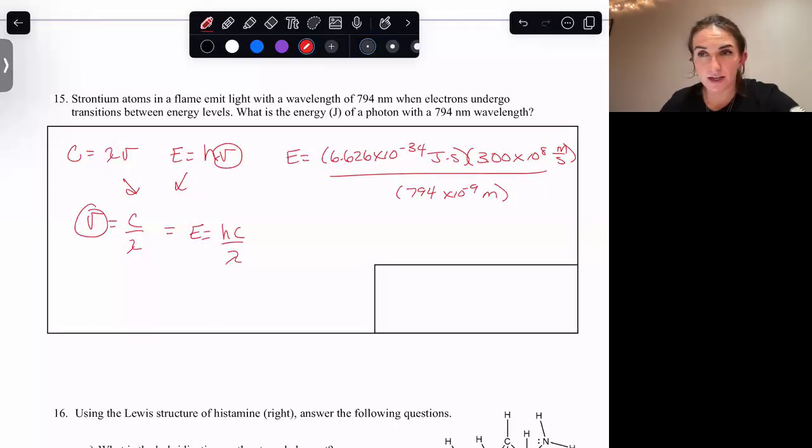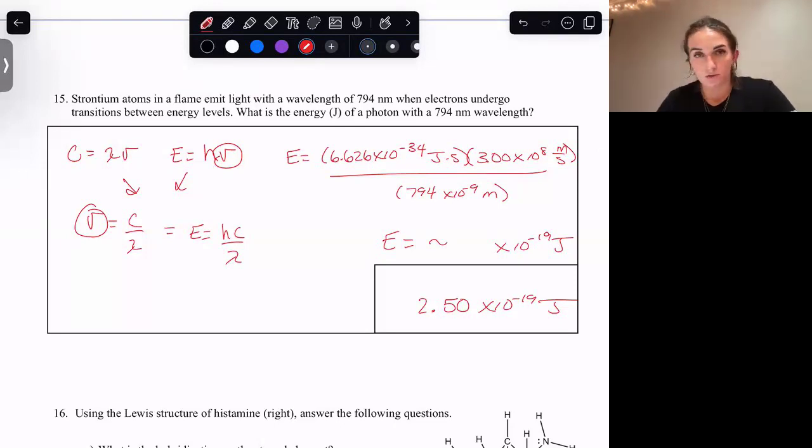If you're given something in nanometers and you're trying to solve for energy, your energy should be about something times 10 to the negative 19 joules. If you get about that range, then you probably did it correctly. In this case, this is 2.50 times 10 to the negative 19 joules. That one is within the range of 10 to the negative 19, so that's good to go. But that's how you would solve 15.